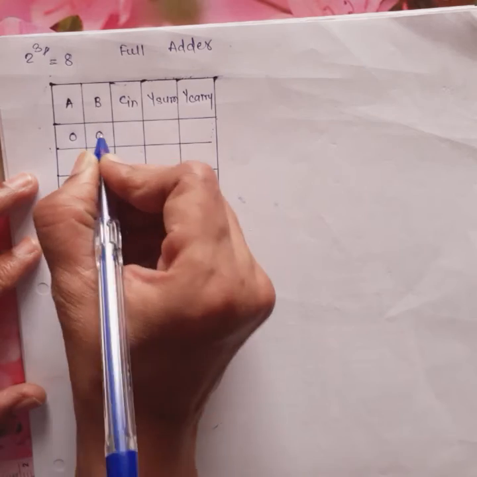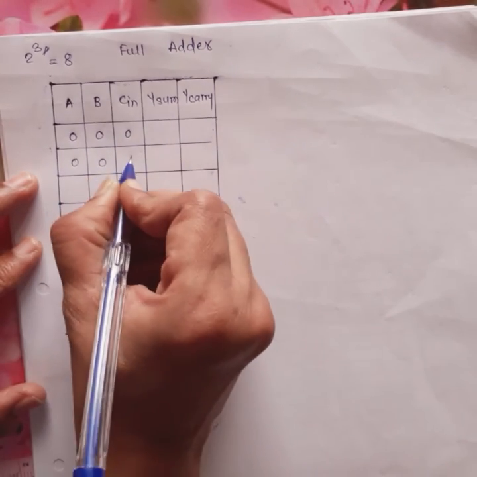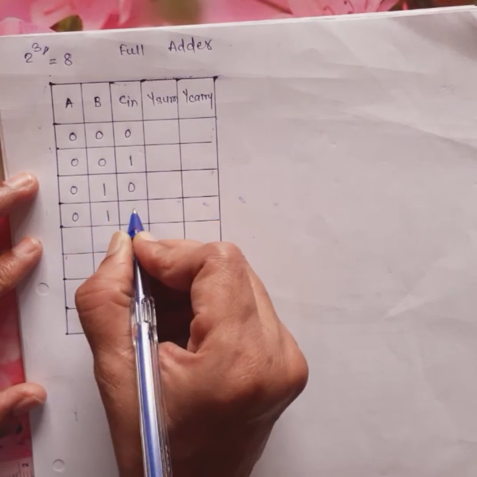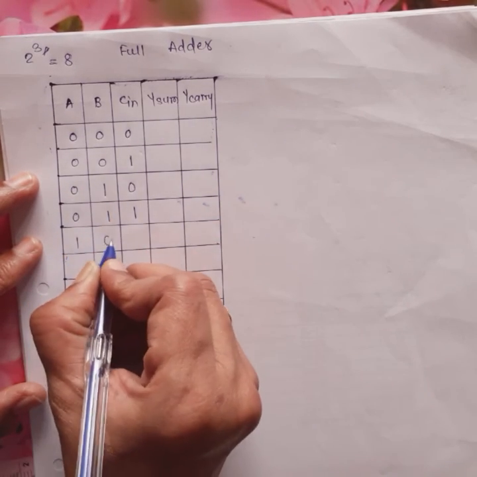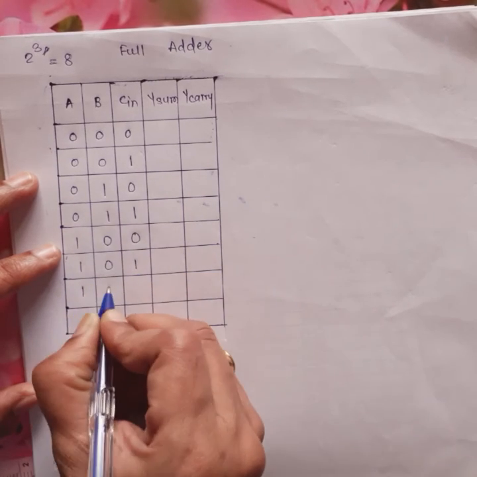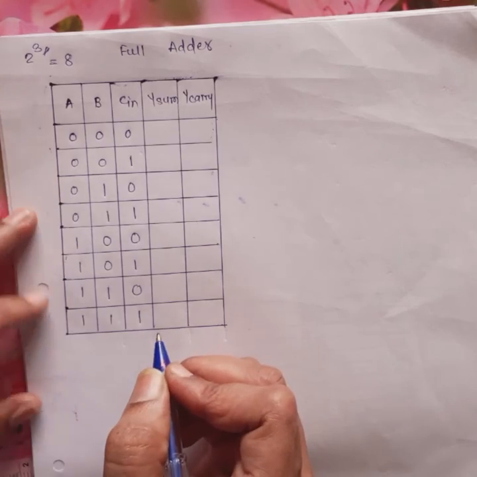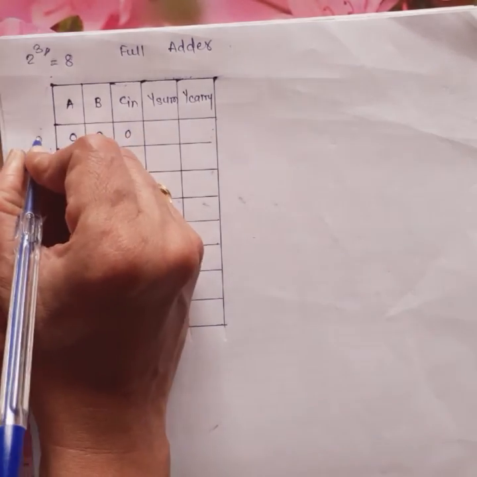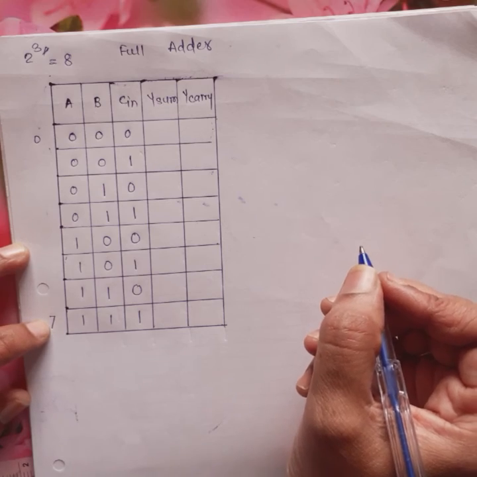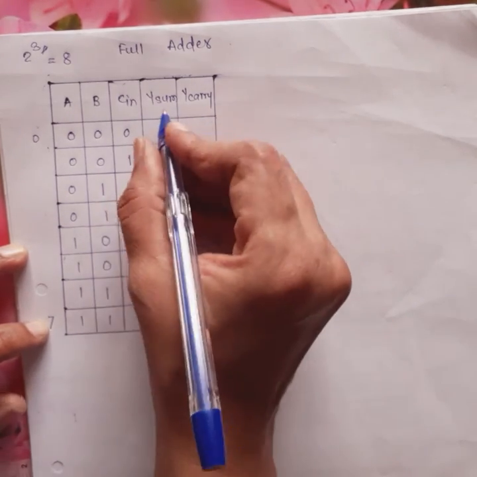When A, B both are 0, 0, carry may be 0, carry may be 1. For the 0, 1 combination of A and B, carry may be 0, carry may be 1. For the 1, 0 combination of AB, carry may be 0, carry may be 1. For the 1, 1 combination of AB, carry may be 0, carry may be 1. So these total 8 combinations, representing 0 to 7 in decimal, we get from these 3 operands.